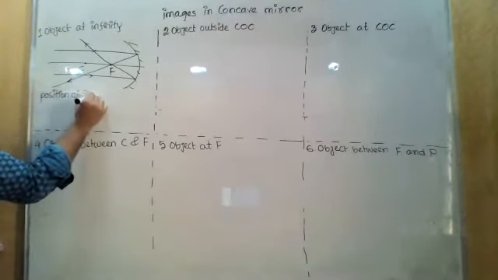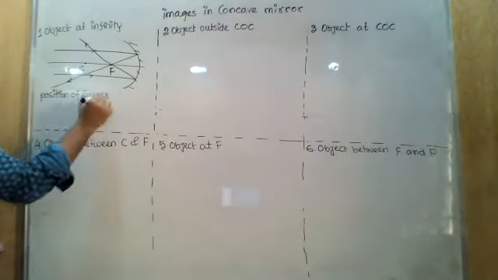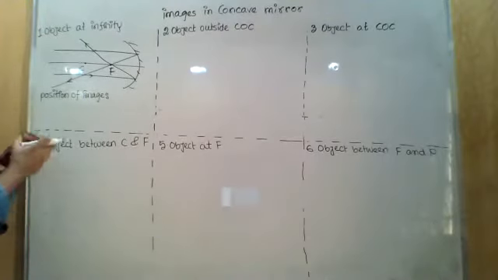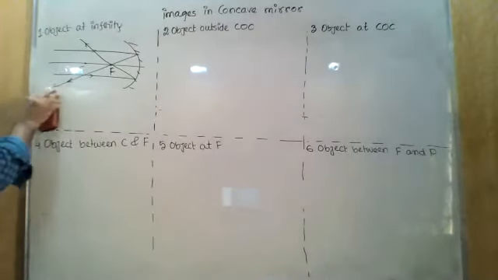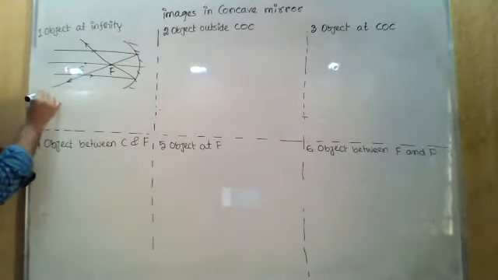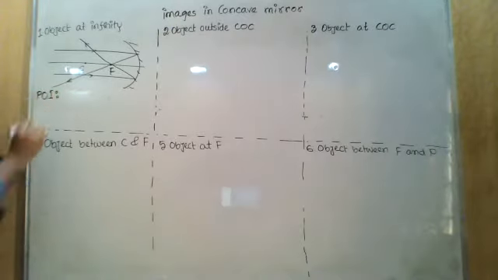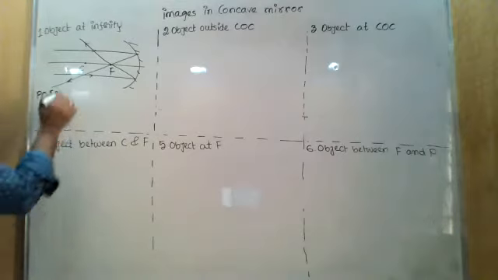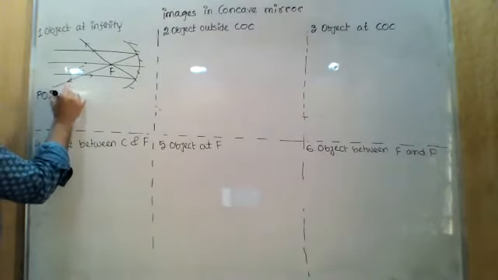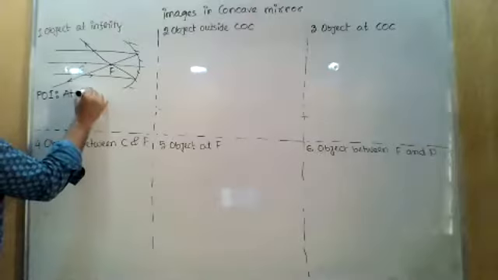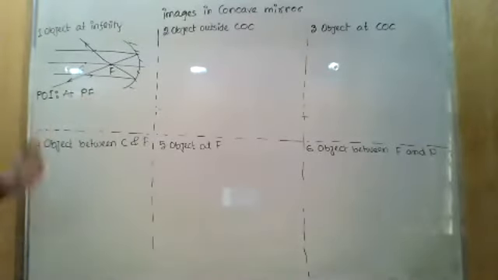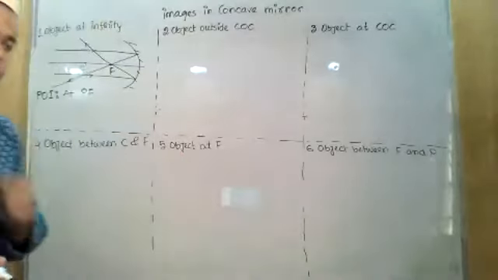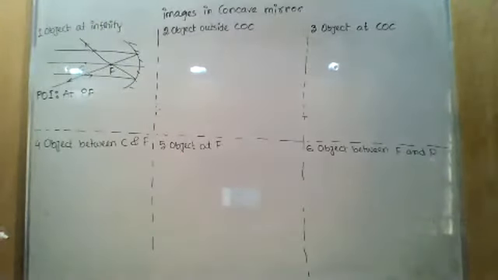Let me just mention it in short, because I have a little bit of lack of space. So I will just write it, position of image, that is POI. Okay. I hope you understand. So what is the position of the image? Image at principal focus. And principal focus I have written in short PF. Whenever you write, you have to write principal focus. You cannot use the shortcuts.